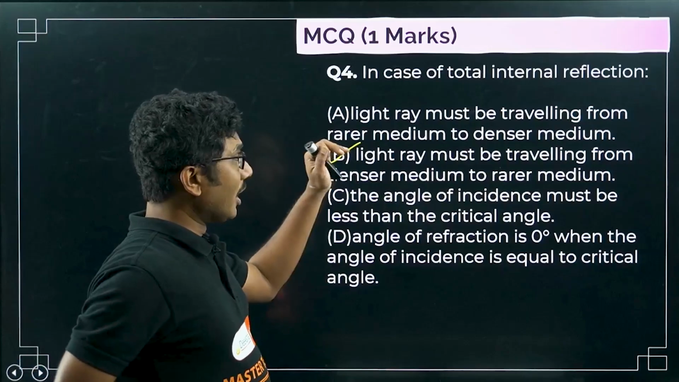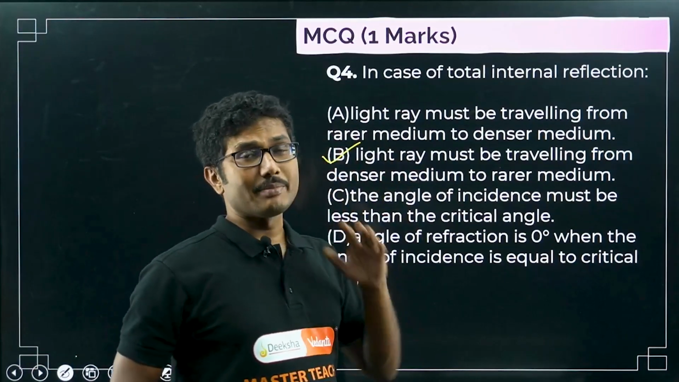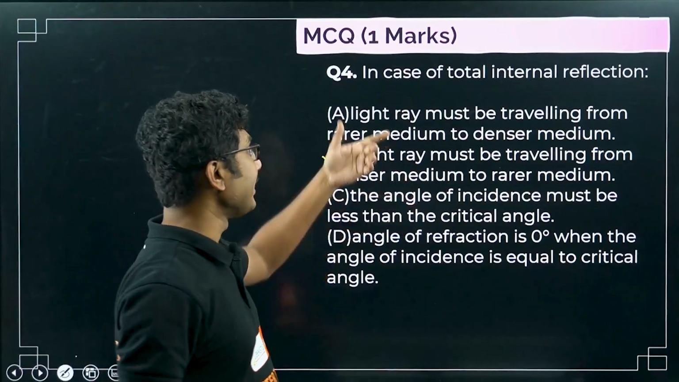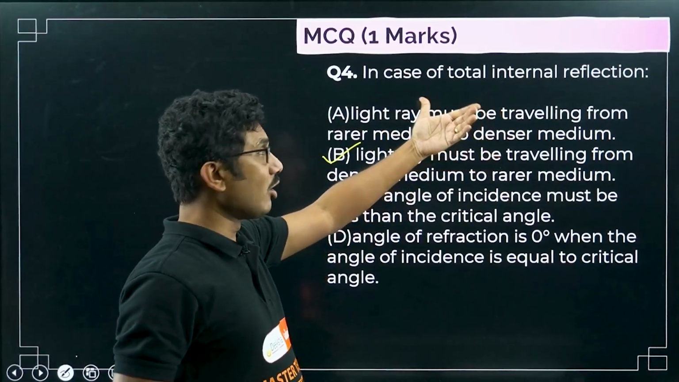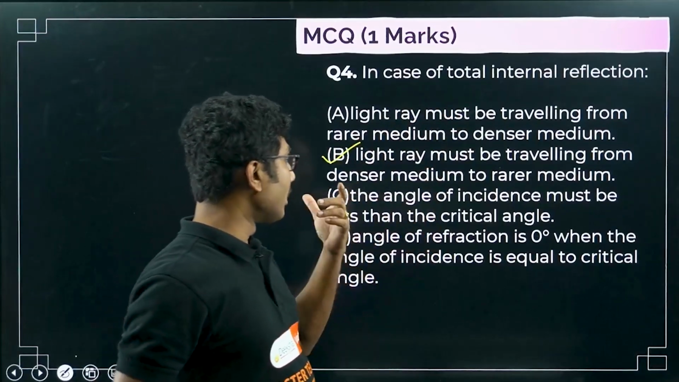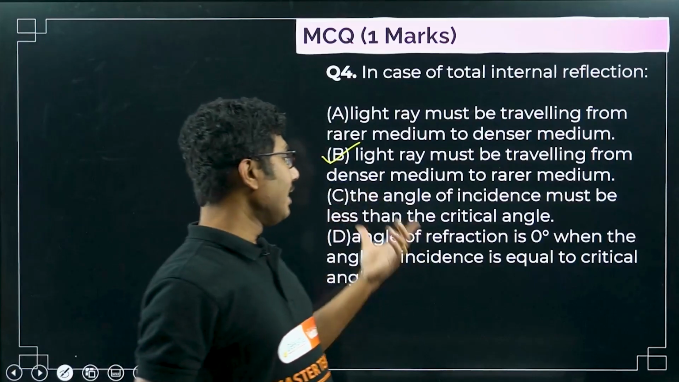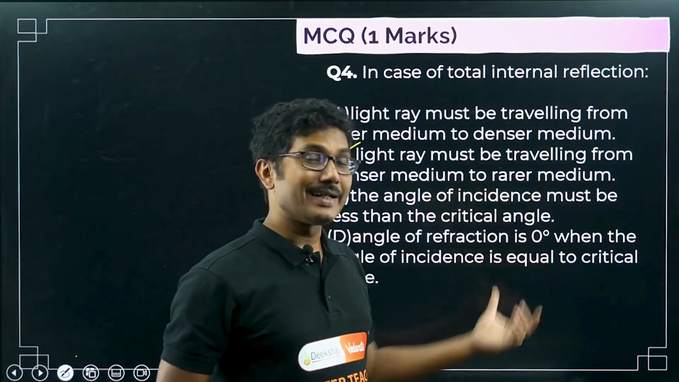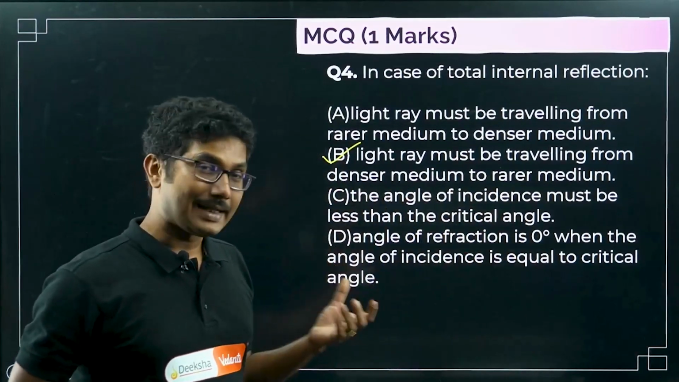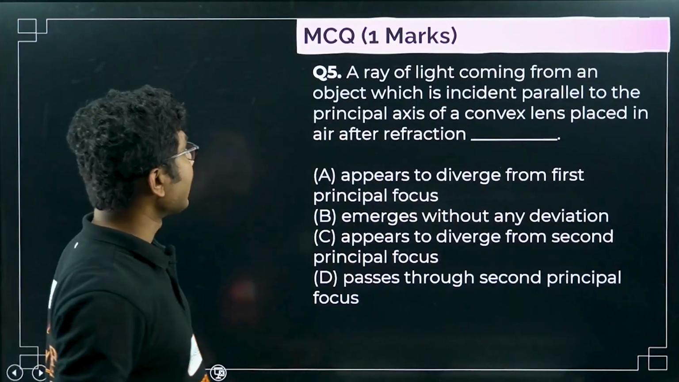Now if you check the other options, obviously this is very straightforward, that light ray must be traveling from denser to rarer medium. This one is exactly opposite to that, so it should be wrong. And in case of angle, it should be more than that of the critical angle, and the angle of refraction is 90 degree when it is exactly at critical angle. So both the options C and D are incorrect. Now let's move on to the next question.